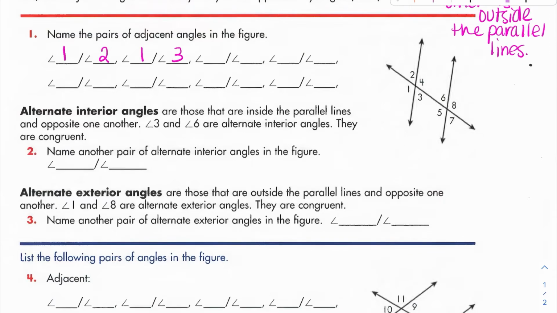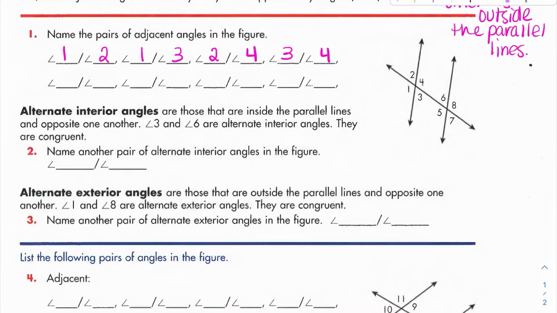Now let's go on to angle 2. Obviously angle 2 shares a ray with angle 1, but we've already covered that pair. Angle 2 also shares a ray and is right next to angle 4. So let's go on to angle 3. Angle 3 is next to angle 1, but again we've already covered that pair. It is also right next to angle 4, so angle 3 and angle 4 are a pair of adjacent angles.